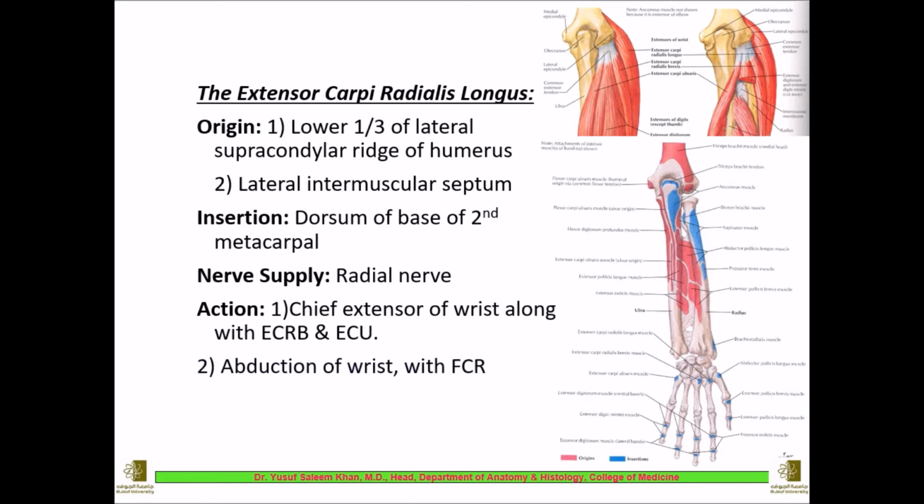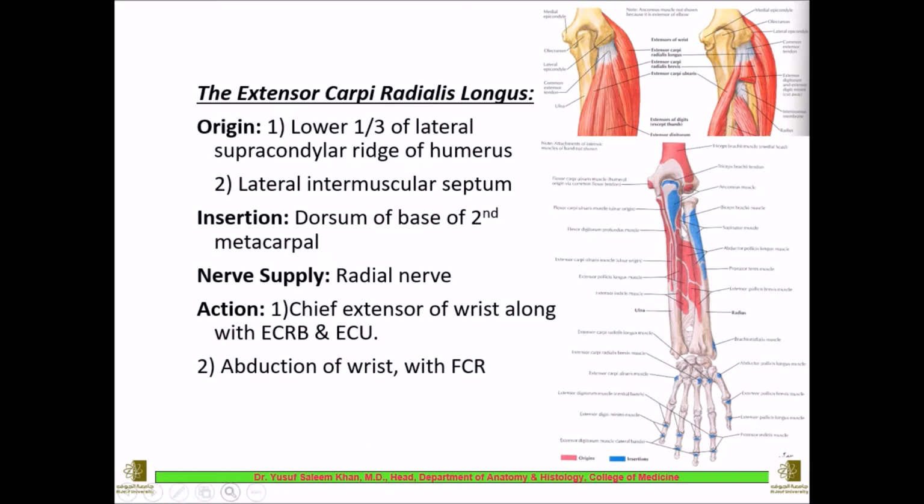Because it is on the lateral side, it will be acting along with one of the lateral muscles in the flexor compartment, that is the flexor carpi radialis, and this the extensor carpi radialis longus along with the extensor carpi radialis brevis. The extensor carpi radialis brevis will be helping in the abduction of the wrist joint. Abduction is the lateral movement of the hand toward the lateral side, that will be called abduction.